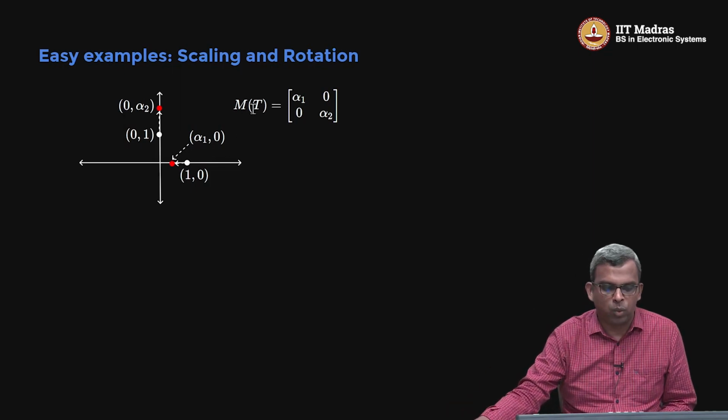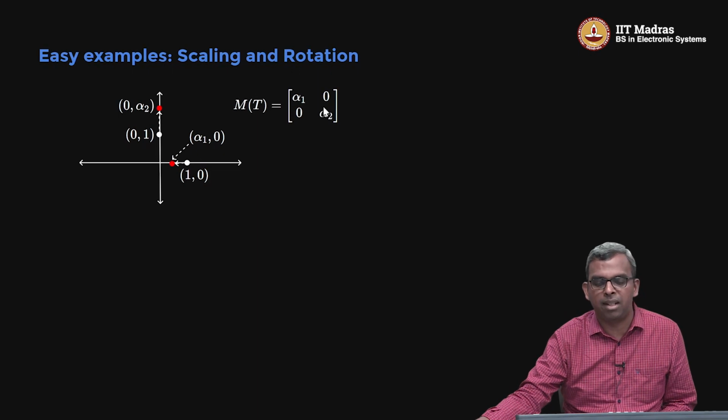We will begin with scaling. Okay. So, we remember scaling, right? Scaling is basically a matrix which is alpha 1, alpha 2, a diagonal matrix. Okay. This is a diagonal matrix. Off diagonal elements are 0. You have alpha 1 in the first entry, alpha 2 in the second entry in the diagonal.